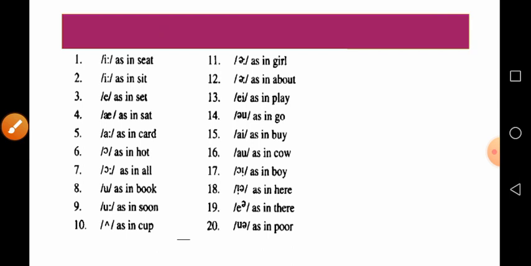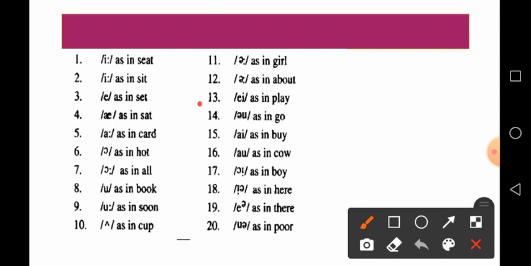In these 20 vowel sounds, there are 5 long vowels, 7 short vowels, and 8, from number 13 to 20, are called diphthongs. What are they? Diphthongs. A diphthong is a combination of 2 vowels occurring together.